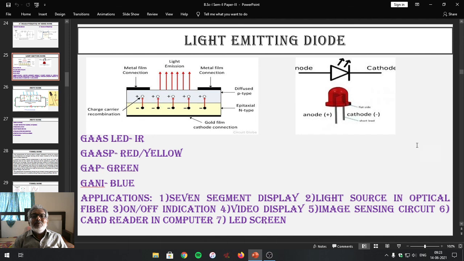This is again a special diode we studied. This is the construction of the light emitting diode. This is the symbol of the light emitting diode, whereas this one shows how an LED looks in practice. These are the compositions of the material for which the different colored light radiations are emitted, whereas these are the list of applications where LEDs are being used.